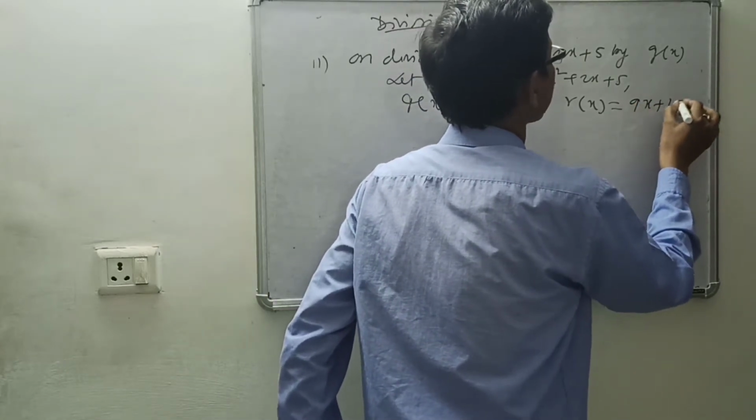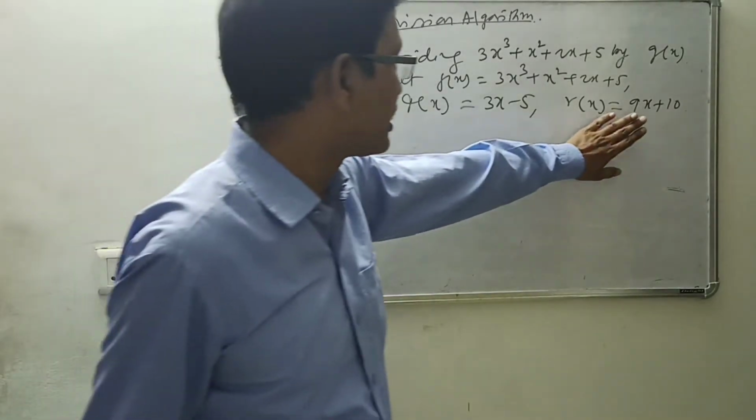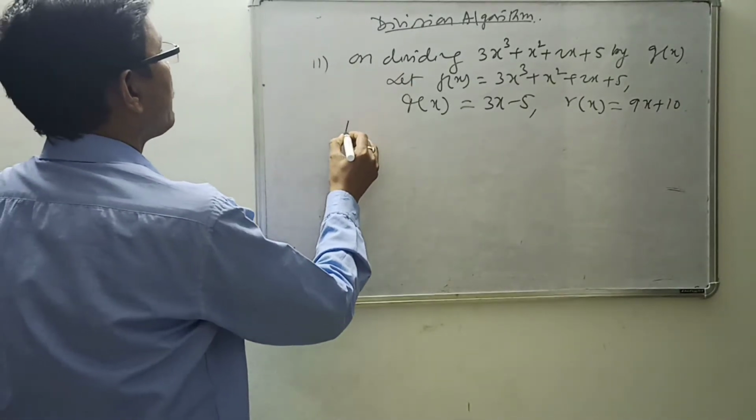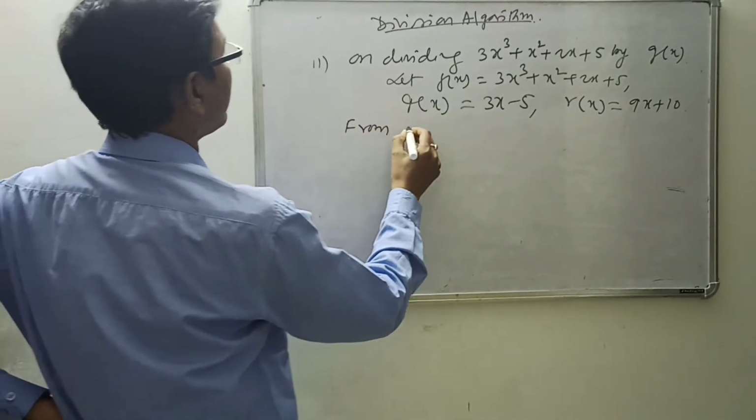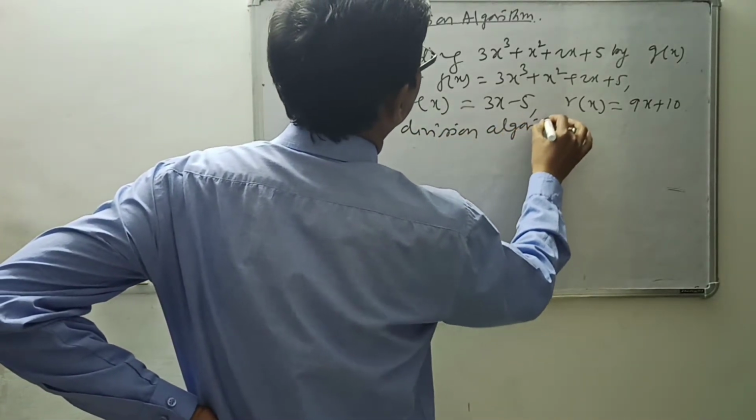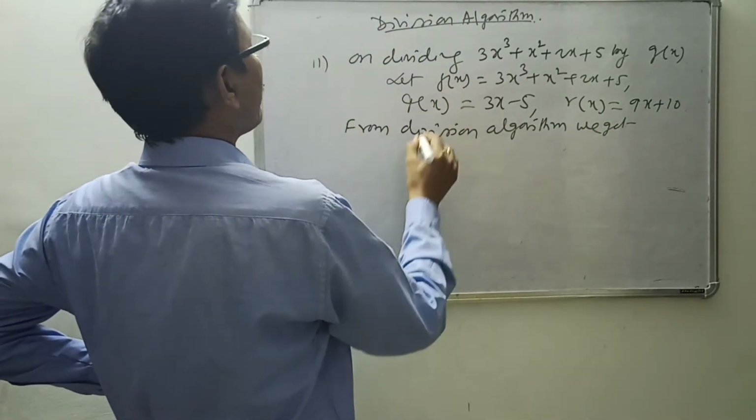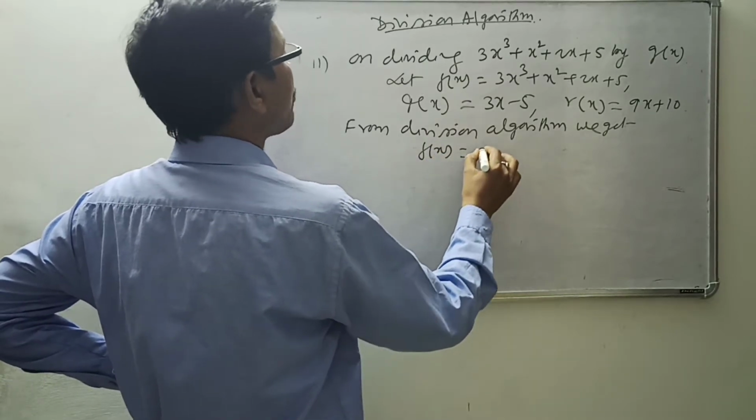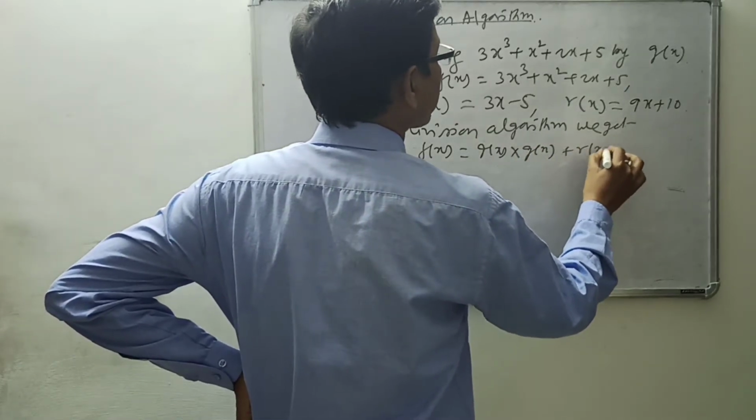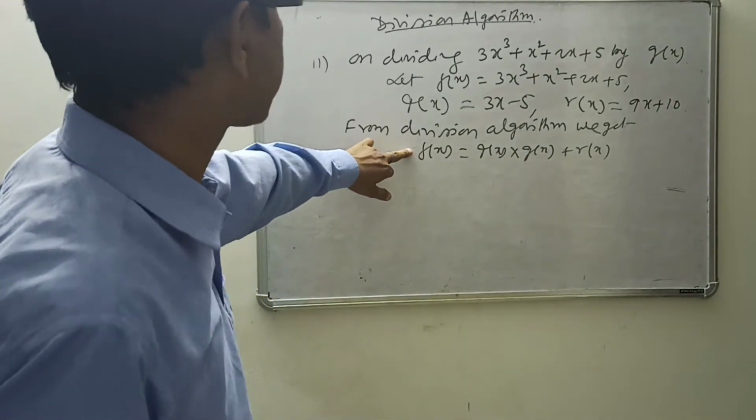Our condition: it is dividing by G(x), so the degree of G(x) must be greater than the degree of the remainder. From the division algorithm, F(x) equals Q(x) into G(x) plus R(x). Out of this, you can find which one is given and which one is not given. F(x) is given.